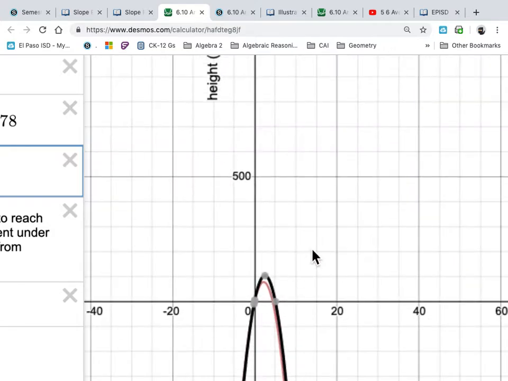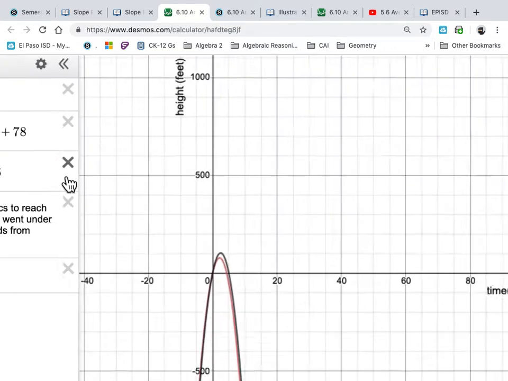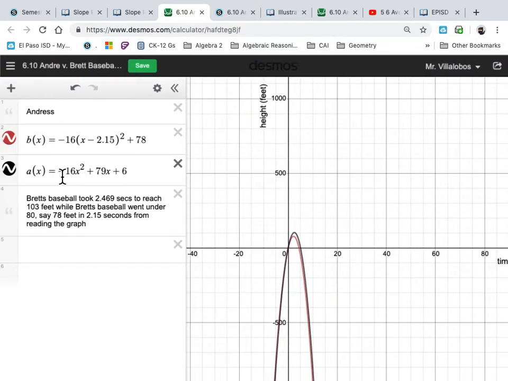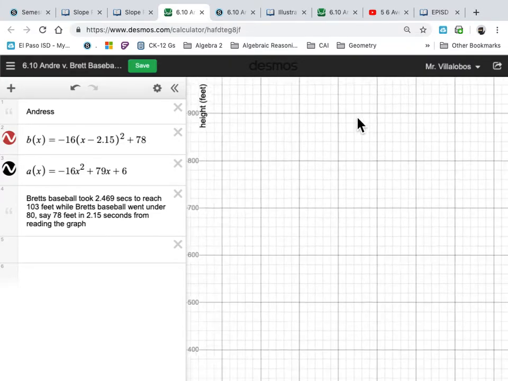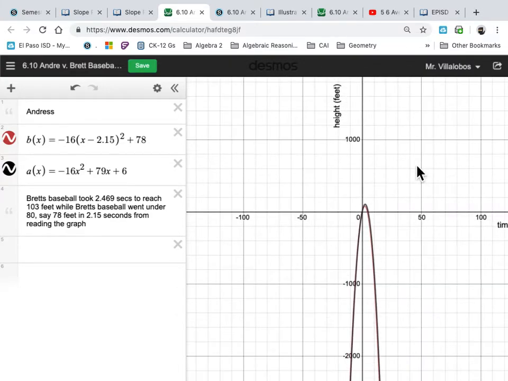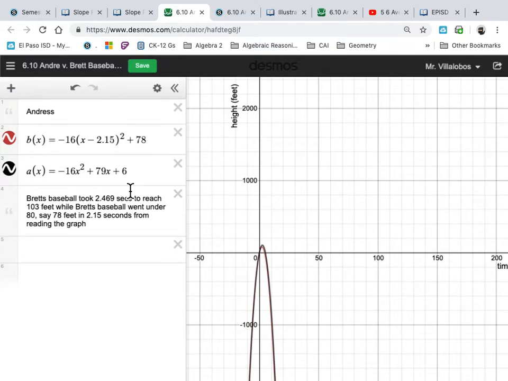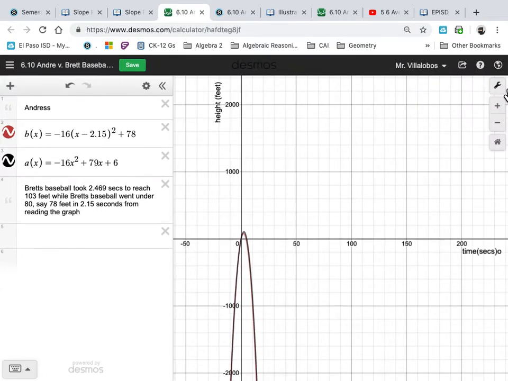Now, what are my settings? Whoops. I gotta make this small. And I gotta change my settings. I'm sorry about that. I guess I can't see my settings. There it is. My settings.